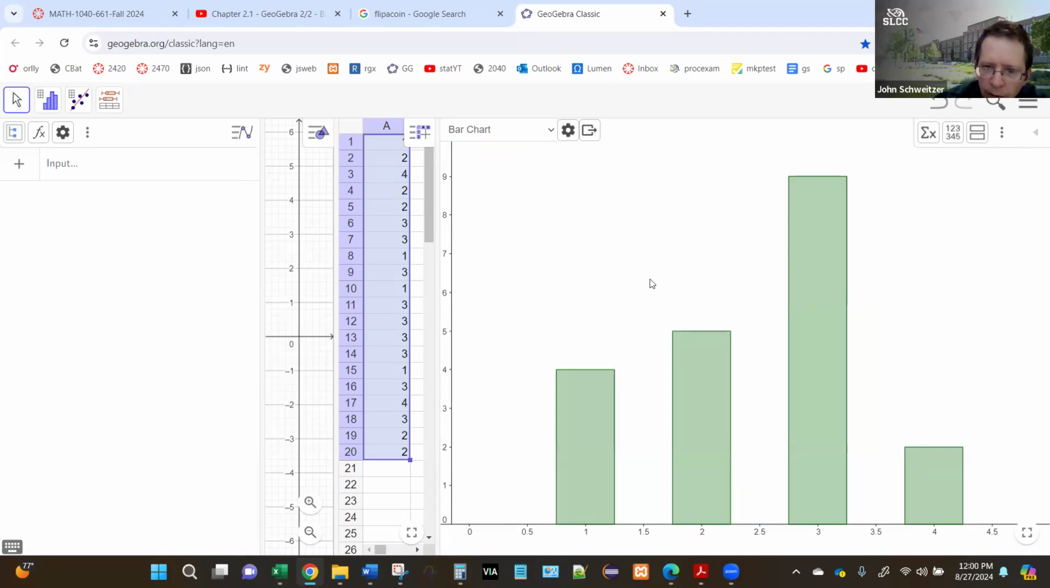Okay, and notice there's spaces between the columns, like I was saying earlier, for bar charts. It emphasizes the fact that this is categorical data. This is not quantitative data.